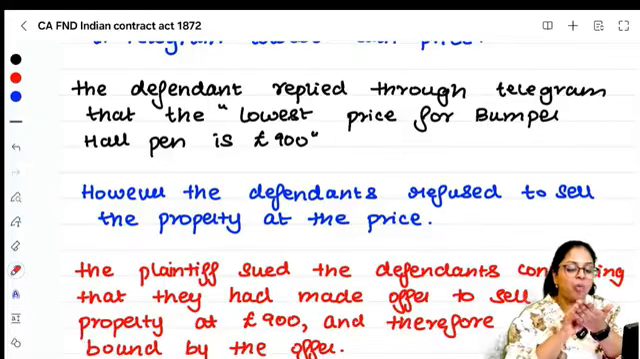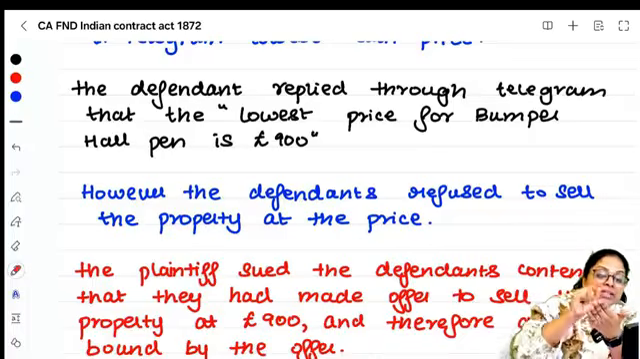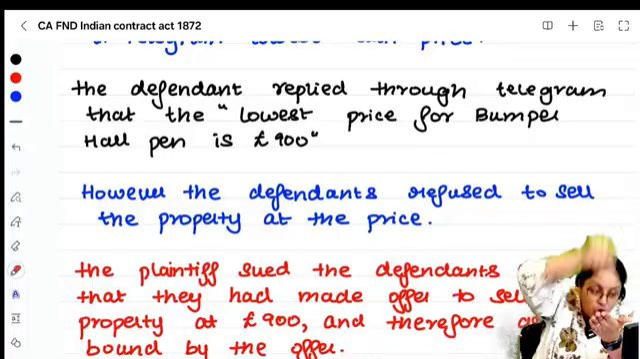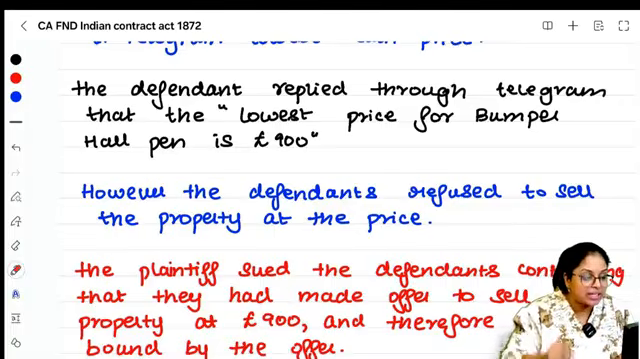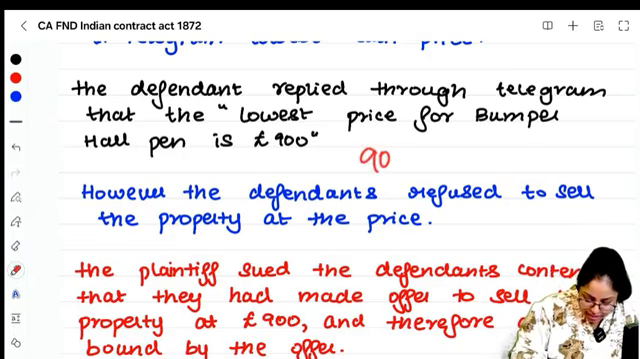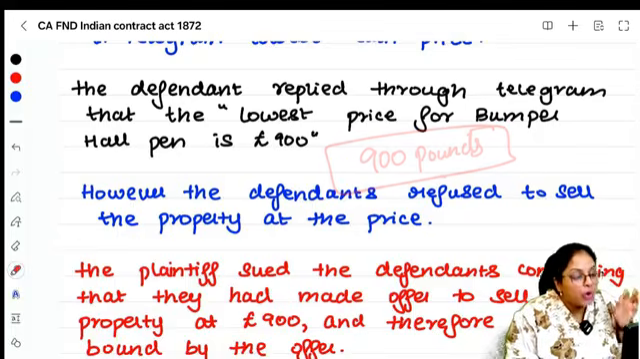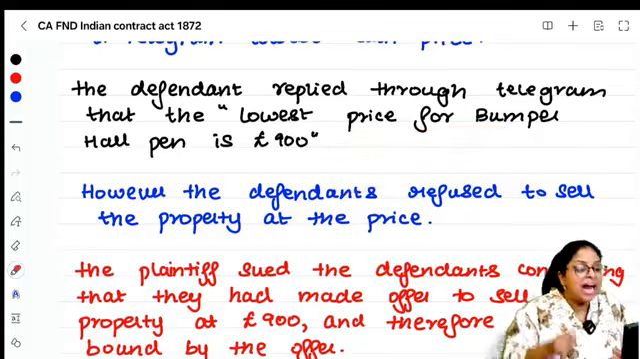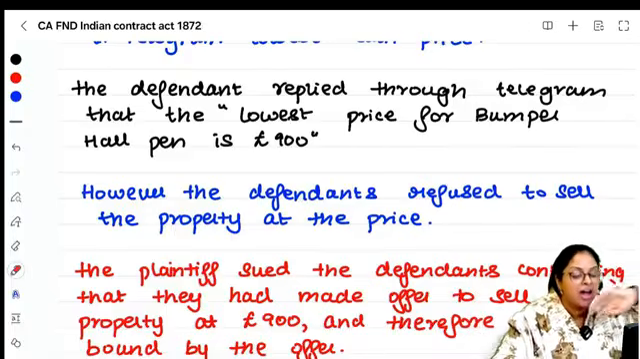Where they asked, will you sell me this pen? And what is the lowest price in which you will sell? Here, in this particular case, he replied by telling, the lowest I will sell it is for 900 pounds. You think and tell me, the lowest I will sell is for 900 pounds. Did I tell I'll sell it to you for 900 pounds? No, I didn't even answer the first question.